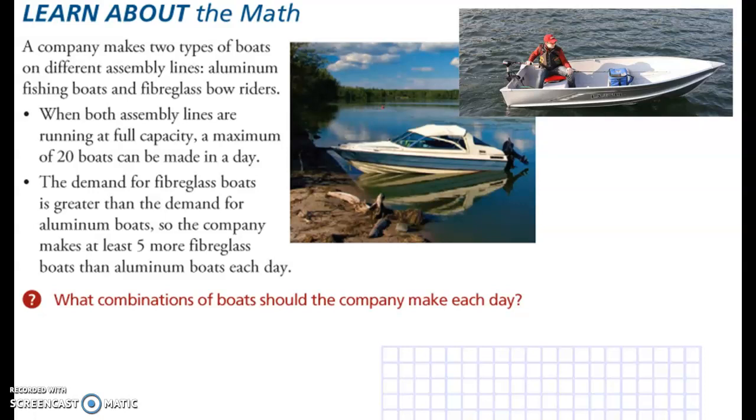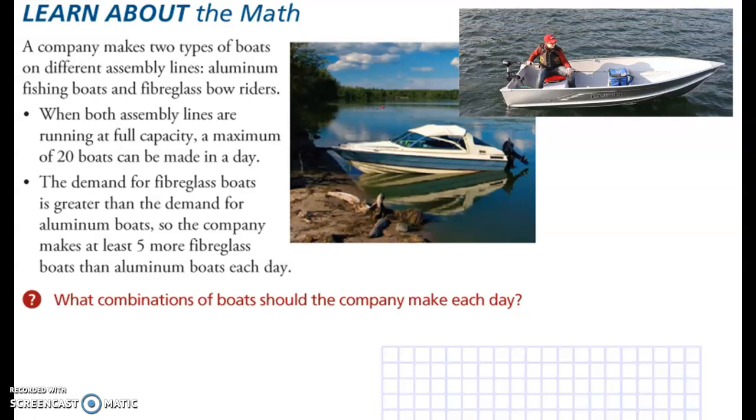So the question here: when both assembly lines are running at full capacity, a maximum of 20 boats can be made a day. These boats together, both kinds, only 20 can be made. The demand for fiberglass boats is greater than the demand for the aluminum boats. So the company makes at least 5 more fiberglass boats than the aluminum boats each day.